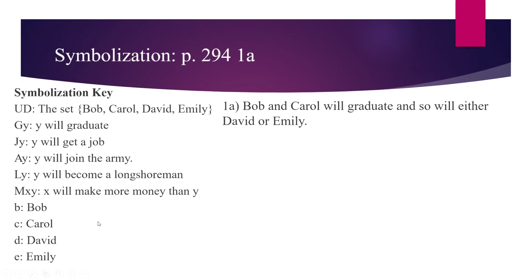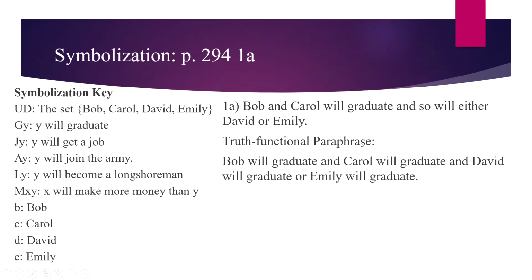This was where we had a symbolization key provided for us, right? So we have to use this symbolization key, and we have Bob and Carol will graduate, and so will either David or Emily. So we need to do a truth functional paraphrase, right? We need to separate out all of our individual atomic sentences that we're comparing. We need to break that up. So truth functional paraphrase, the first pass is Bob will graduate and Carol will graduate and David will graduate or Emily will graduate. So there's obviously some more work we need to do here, right?